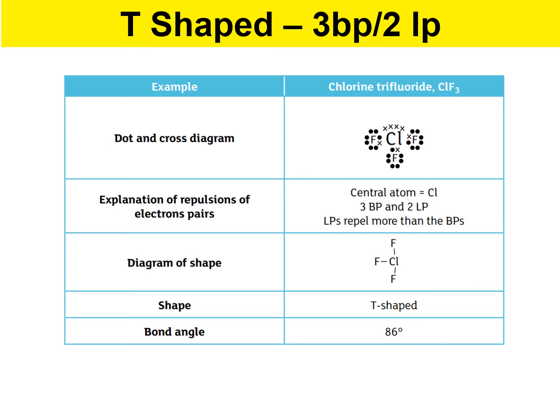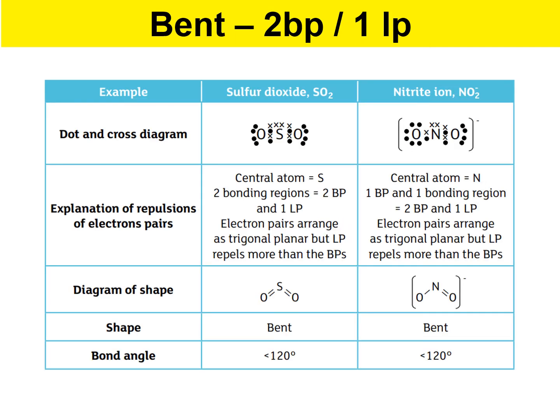Here are some other more unusual shapes of molecules. This example is chlorine trifluoride. The central atom has 3 bonded pairs of electrons and 2 lone pairs of electrons. The shape of this molecule is T-shaped and the bond angle is 86 degrees. Another example is quite similar to water in that the shape is bent, but here we have 2 bonded pairs and 1 lone pair. The 2 examples that are given are sulfur dioxide and the nitrite ion.